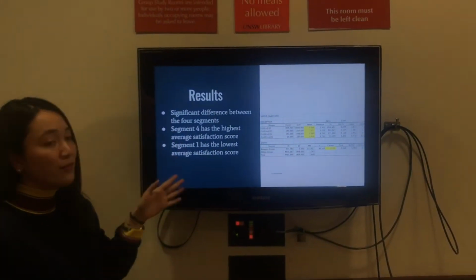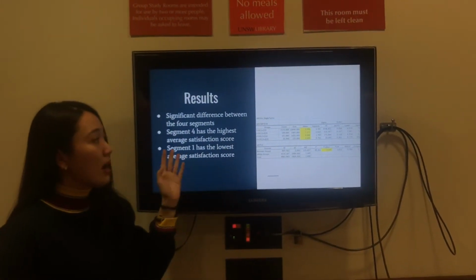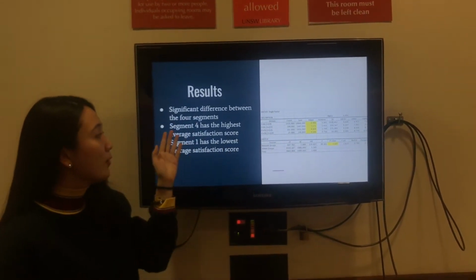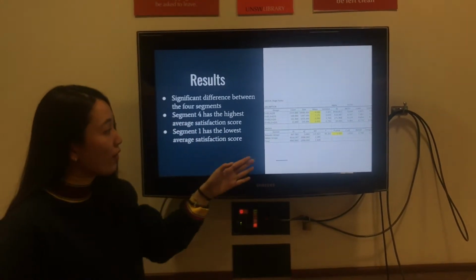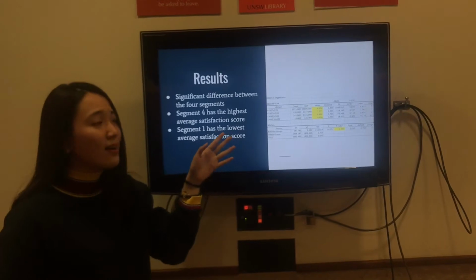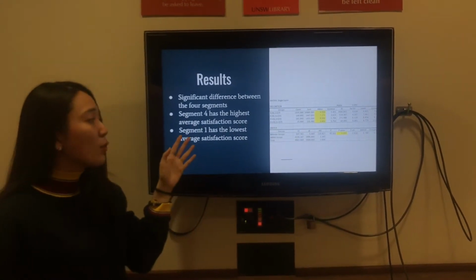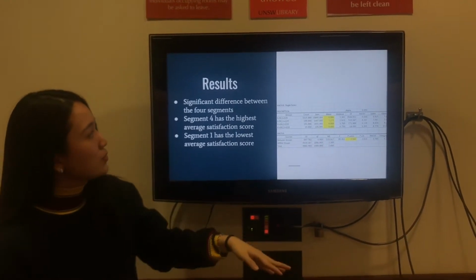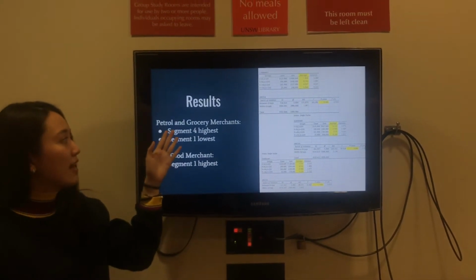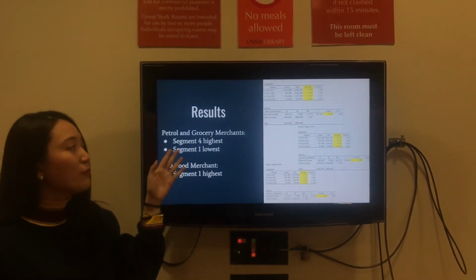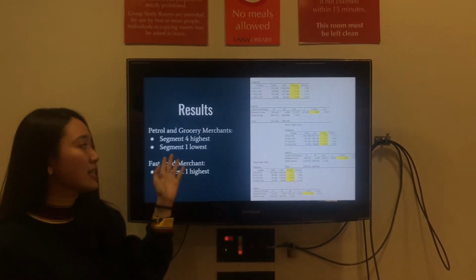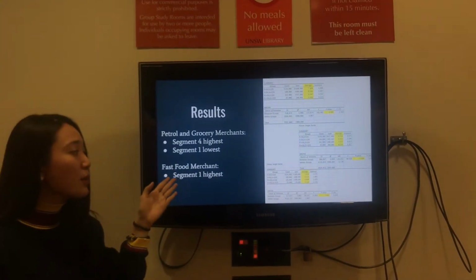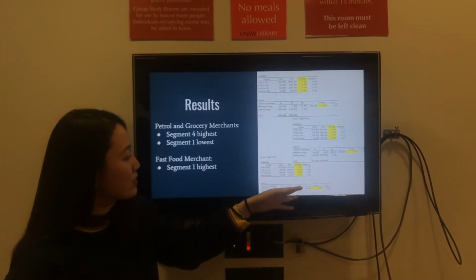So this is the result of the ANOVA test between 4 segments and satisfaction of the loyalty program. We can see that there is a significant difference in the 4 segments. And segment 4 has the highest average satisfaction score at 9.4, but it is the smaller population. Segment 1 has the lowest average satisfaction, but it is the largest population. So we move to the result of the petrol and the grocery merchant. Both have segment 4 with the highest average score, and segment 1 is the lowest average score. But surprisingly, for the fast food merchant, segment 1 has the highest average score.